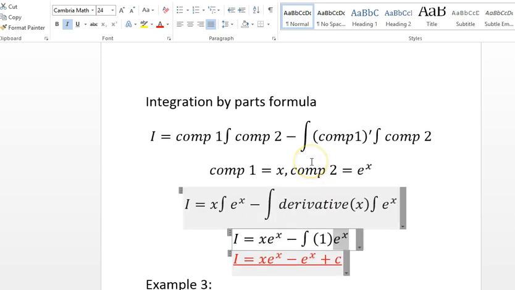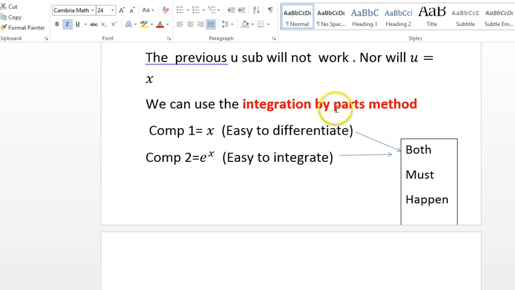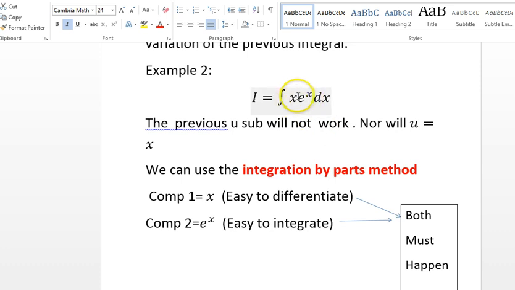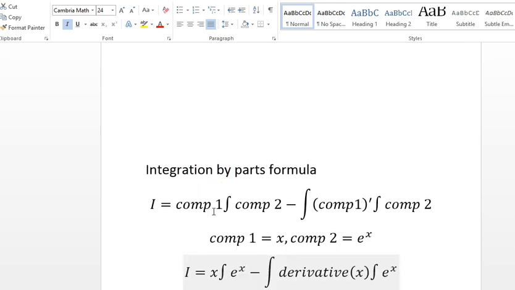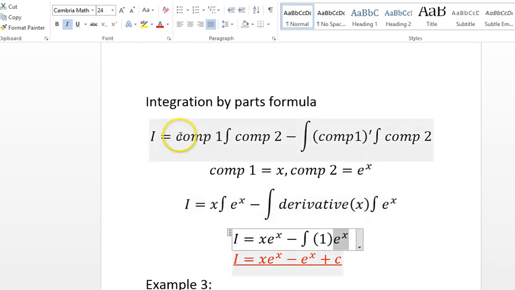Once again, let me review what I did. The first thing to do is, when you have a product, you select one of the components to be comp 1, the other to be comp 2. Comp 1 should be the easiest to differentiate, but always check whether comp 2 is easy to integrate. Here we take comp 1 as x, comp 2 as e to the x, and then we use the integration by parts formula, which is comp 1 times the integral of comp 2, minus the integral of the derivative of comp 1 times the integral of comp 2.